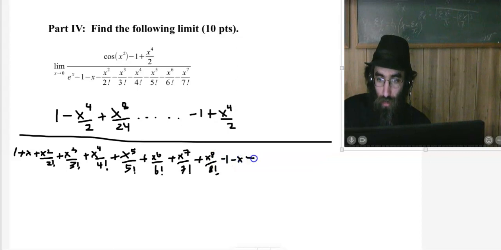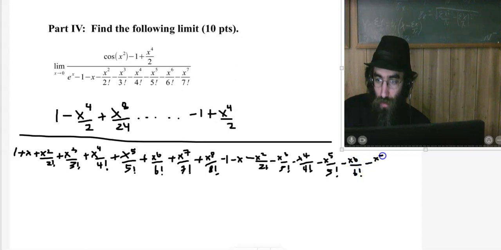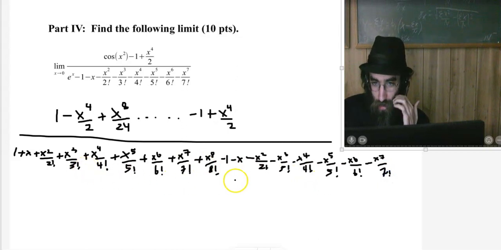Minus 1 minus x squared over 2 factorial minus x cubed over 3 factorial minus x to the 4th over 4 factorial minus x to the 5th over 5 factorial minus x to the 6th over 6 factorial minus x to the 7th over 7 factorial. Okay. Most of these cancel, right? Everything cancels except for the x to the 8th over 24 over x to the 8th over 8 factorial. Right?